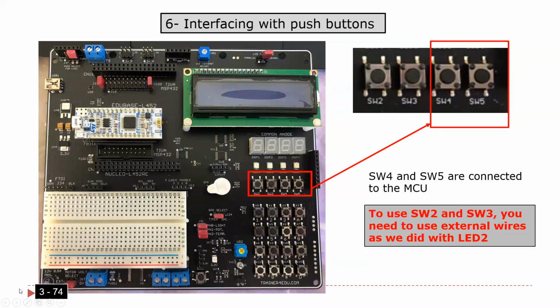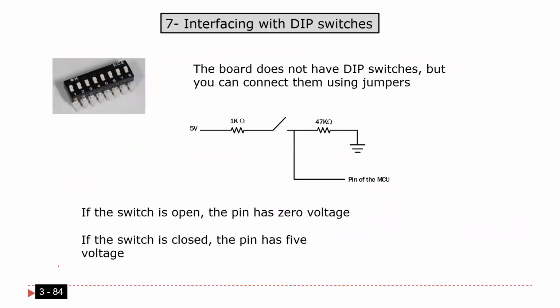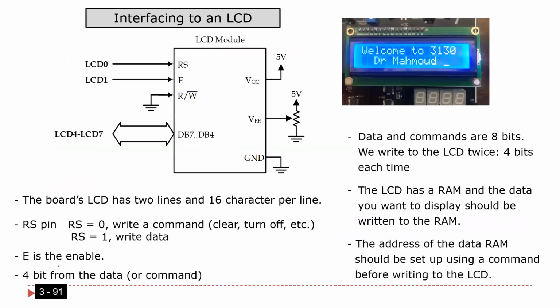This LCD actually has 2 lines. Let me go here, you will see. As you see here, guys, this LCD has 2 lines. Every line can have up to 16 characters. So you can display 16 and 16, line 1 and line 2. Is that okay, guys?